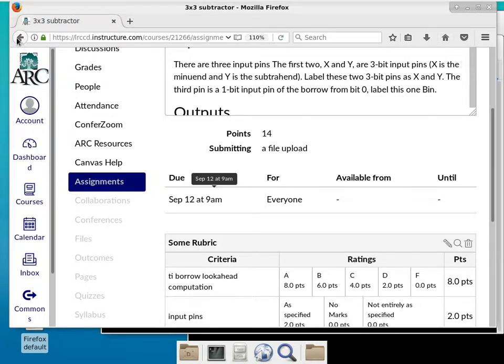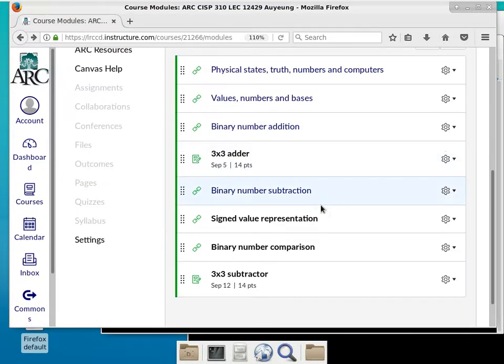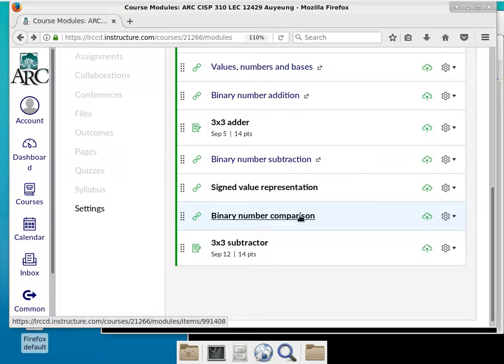All right, so there's that. So now we can kind of shift our focus to binary number comparison.